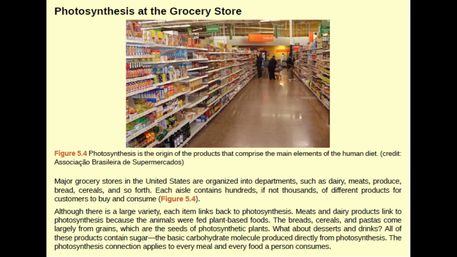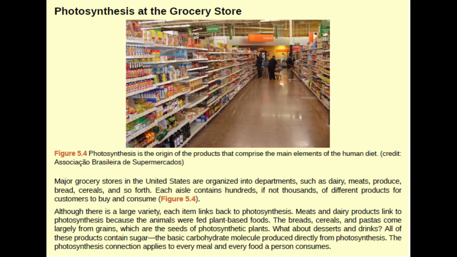Photosynthesis is the origin of the products that comprise the main elements of the human diet. Major grocery stores in the United States are organized into departments, such as dairy, meats, produce, bread, cereals, and so forth. Each aisle contains hundreds, if not thousands, of different products for customers to buy and consume. Although there is a large variety, each item links back to photosynthesis.